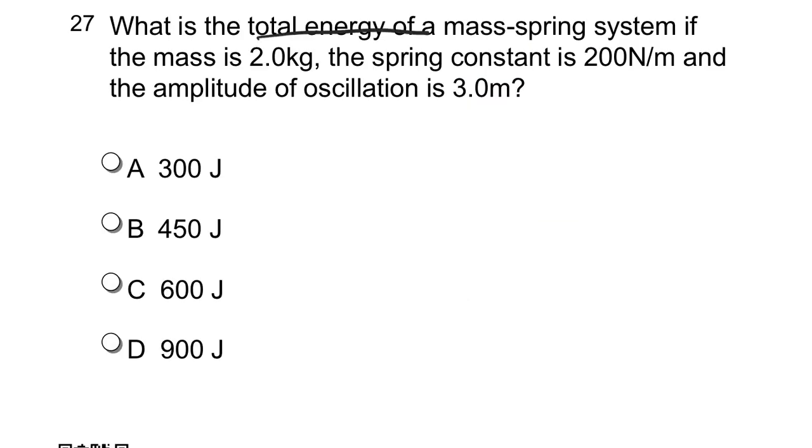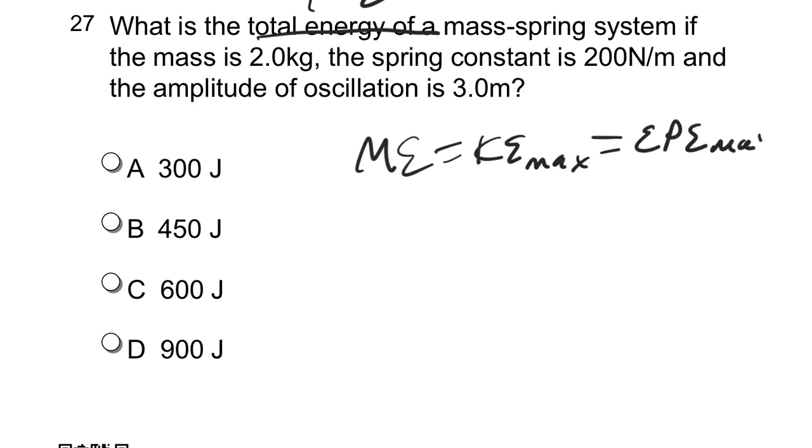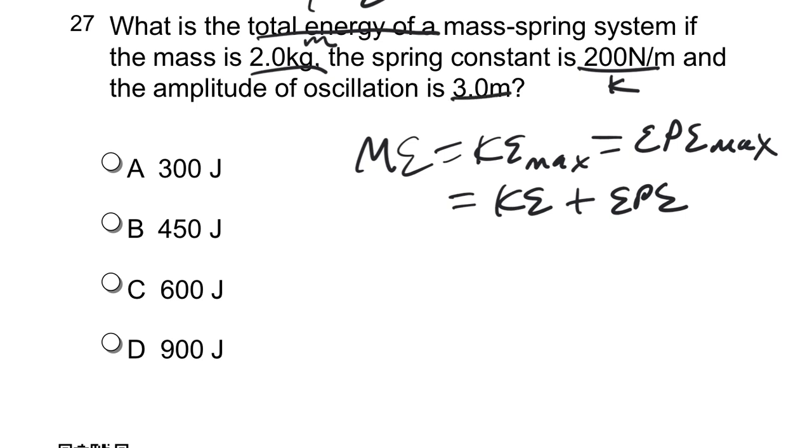Okay, what is the total energy? So what's the mechanical energy? Well, it's either KE max or EPE max, whichever one's easier to use, or it's equal to KE plus EP at that given moment. So what do we have? We've got the mass, the spring constant, and the amplitude. So we're going to pick EPE max.